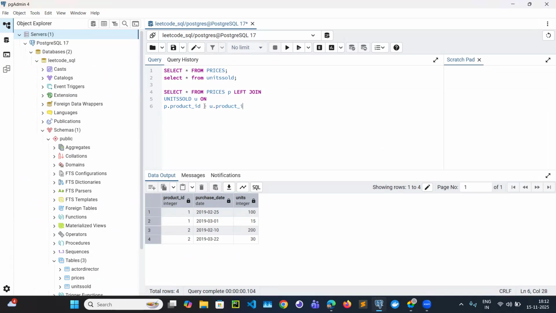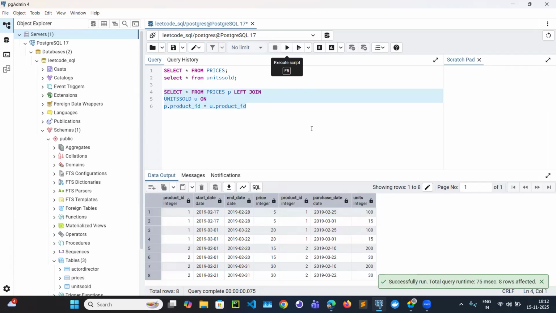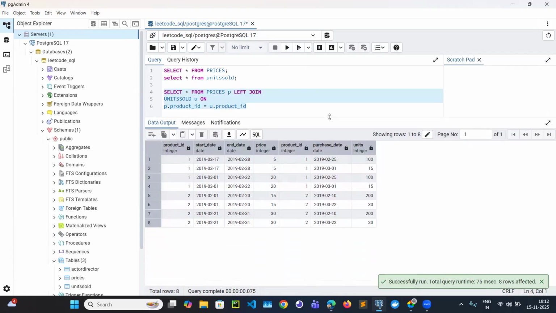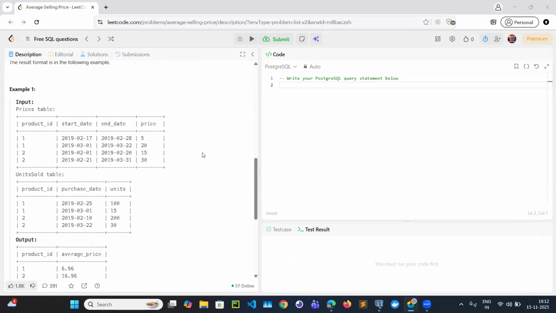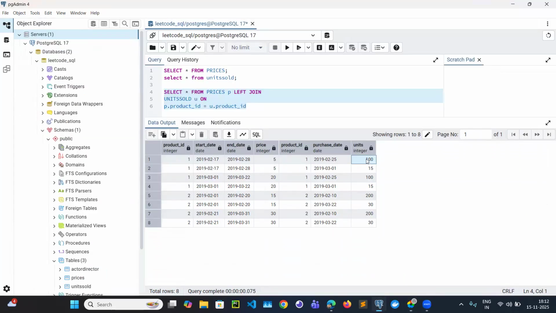So if I normally do this, this is wrong. Why? Let me show you. Here you can see we are joining and we are saying from 17th to 28th, the price is 5, which is correct. The 17 to 28 price is 5, and we sold 100 units, and this date falls into this range.